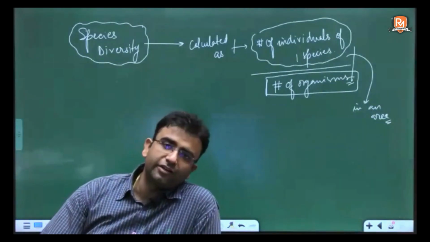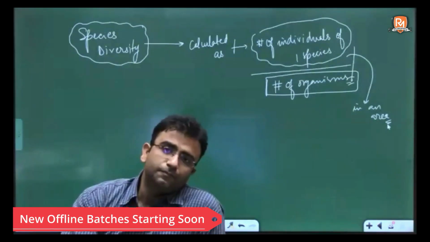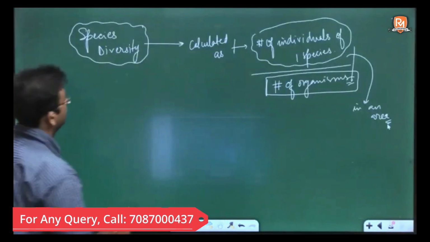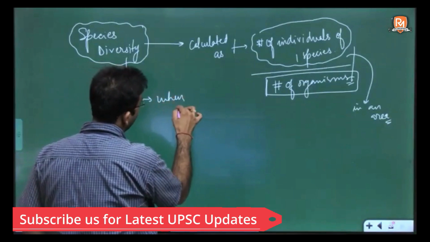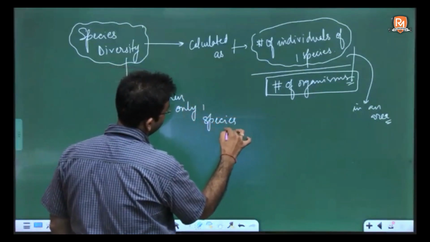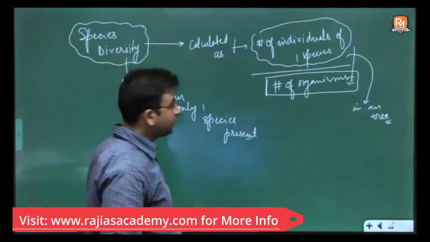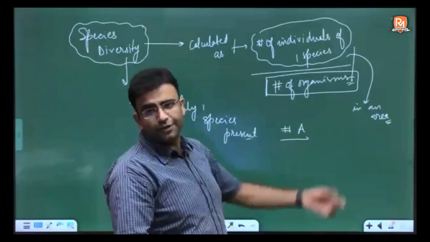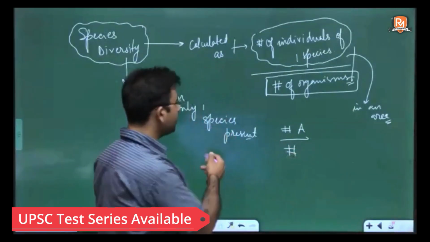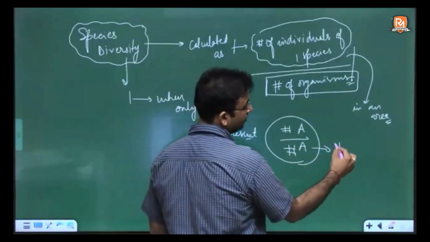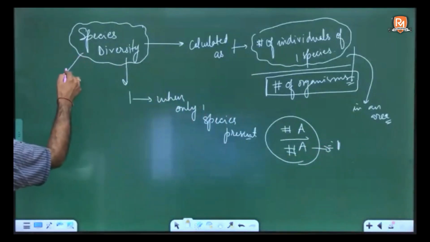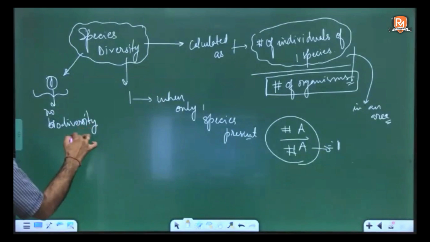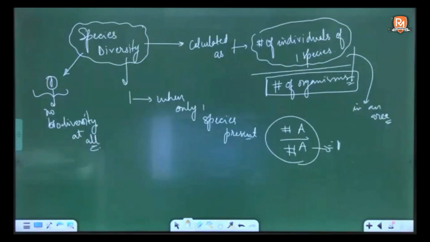When the numerator and denominator are equal. So can I say that species diversity is 1 when there is just one species present? Species diversity will be 1 when only one species is present. For example, the number of individuals of A upon the total number of individuals, with only 1 species, is 1. That means when the species diversity value is 1, there is no biodiversity at all.